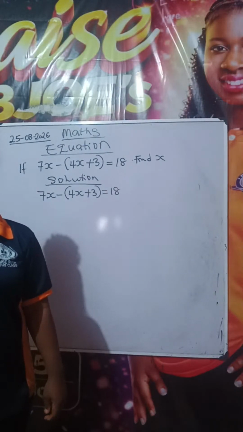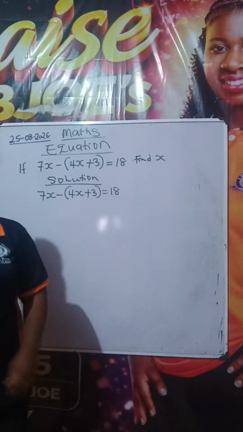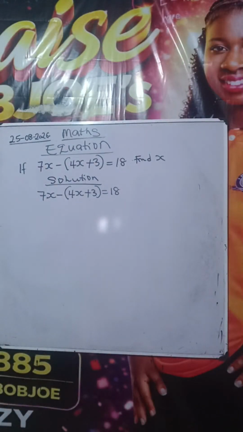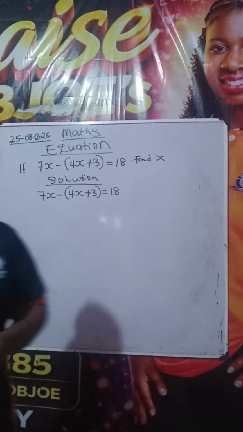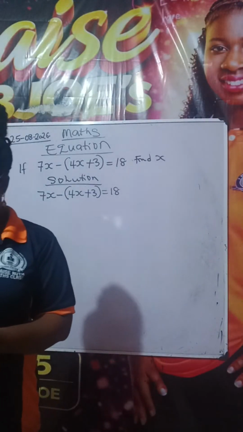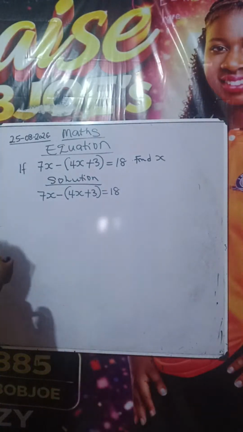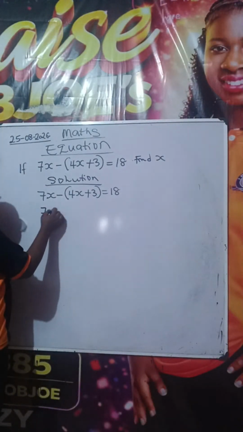So first thing to do is, anybody, what is the first step? I want to hear from you guys. So first is to open the bracket. All right, correct. Now we are going to open the bracket, and that would be 7x.